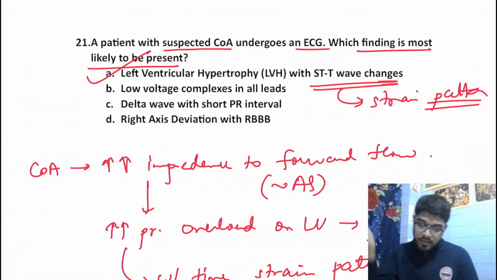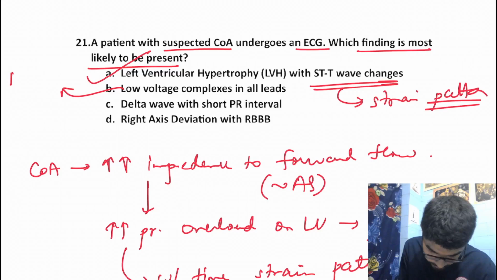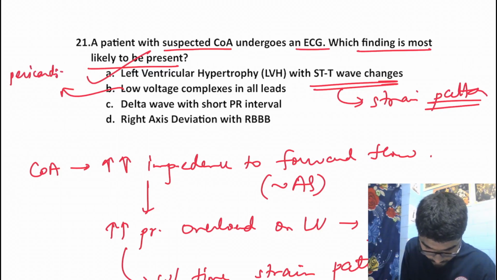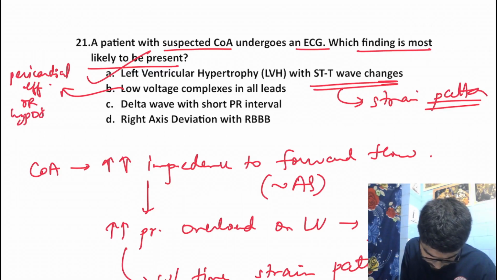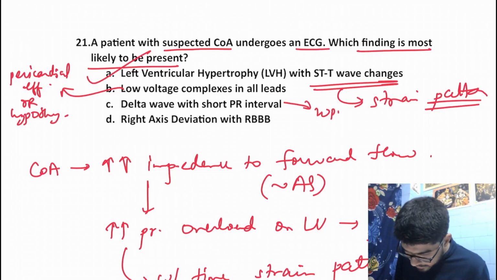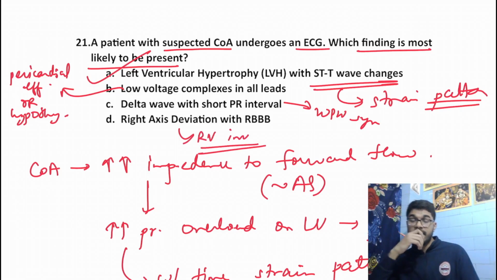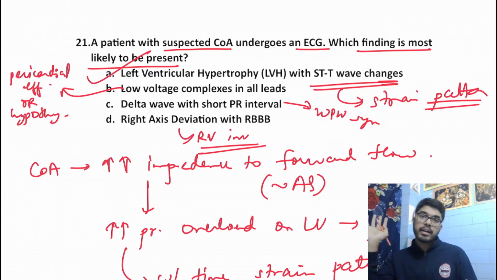Low voltage complexes in all the leads are actually seen in pericardial effusion, or they can also be seen in hypothyroidism or in obese patients, right? Delta wave is seen in Wolff-Parkinson-White syndrome, and right axis deviation is seen in right ventricular involvement, right? This is completely out of the picture over here. Answer should be option A. We get left ventricular hypertrophy with ST-T wave changes in coarctation of aorta. We might get that ECG finding.